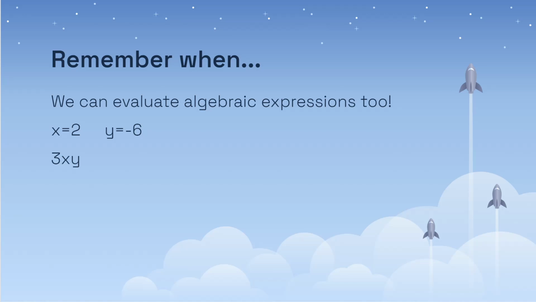Let's think back to when we used algebraic expressions to replace numbers. Oh, look, here we have the thing again. x and y, x is 2, y is negative 6. So this is not negative 26 or something like that. It's 3 times 2 times negative 6, right? And that equals 6 times negative 6. And that equals negative 36 because we have two different signs. I'm getting pretty tired here. So yeah, negative 36.